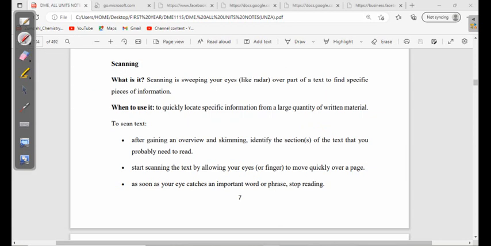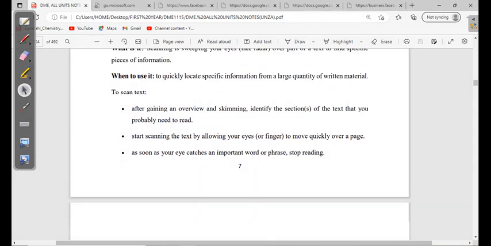So that is scanning, just sweeping your eyes through a text. And you do this most of the time, just like you do on Facebook, you are trying to scroll past anything that doesn't interest you, because you are looking for specific information. For example, maybe you are looking for funny videos, so you just keep scrolling. When you see any funny video, you are going to pause. So that is scanning basically.